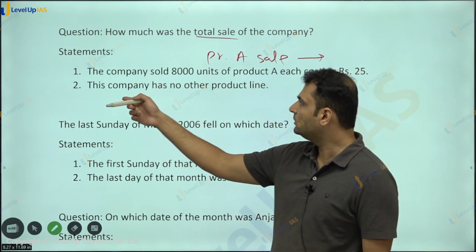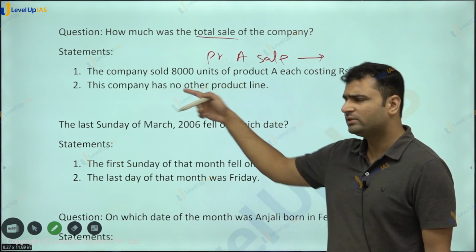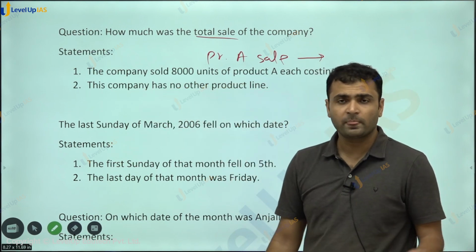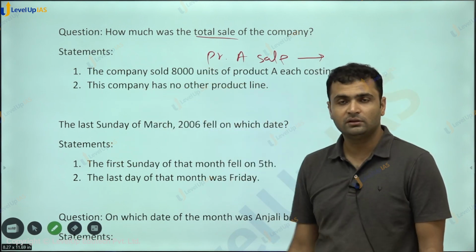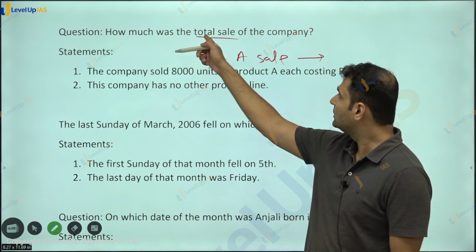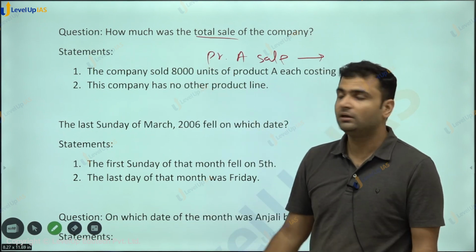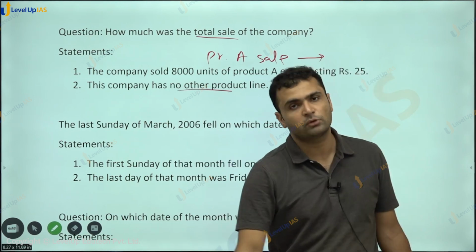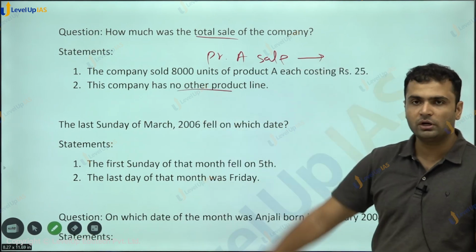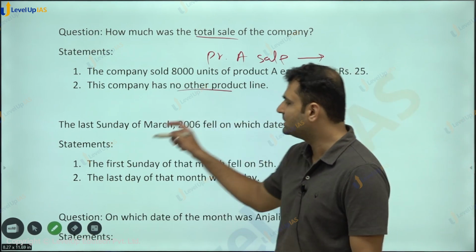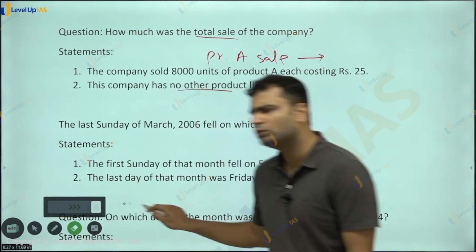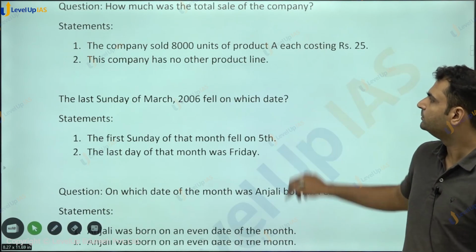Now statement 2 alone, this company has no other product line. Statement 2 alone से तो कुछ भी नहीं समझ में आ रहा. But if you combine, then you can say that total sale is same as product A का sale. But for that, you have to know that there is no other product. That is why statement 2 is important, and both statements are needed to find the answer. So both statements sufficient.